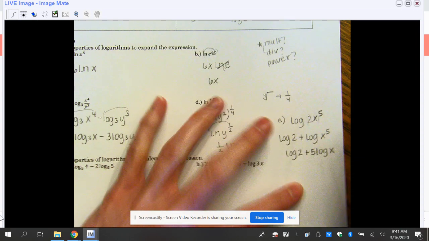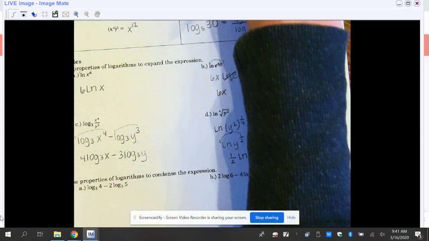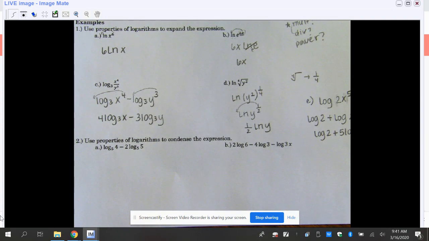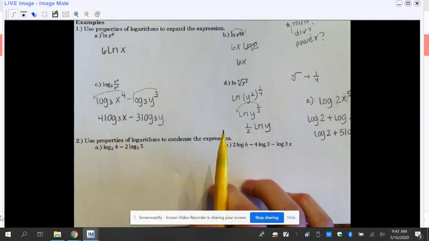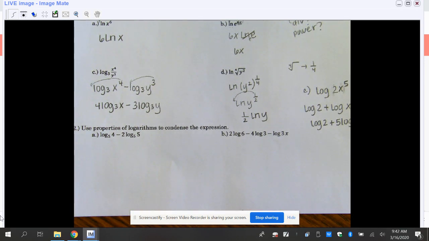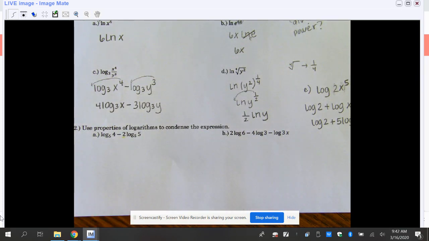Okay. All right, so now we're going to condense a couple, and then we're going to practice that change of base, because that's how we're going to solve the majority of the equations that we're going to look at in the rest of this unit here. All right, so we're going to use properties of logarithms to condense the expression. So now when I'm going backwards, remember I'm looking for subtraction, I'm looking for addition, and now I'm also looking for any number that I'm multiplying my log by.